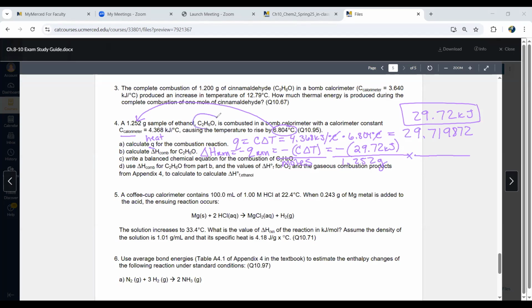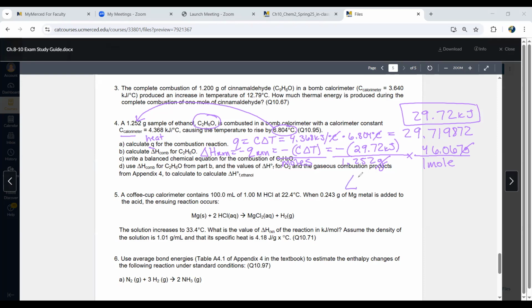So now we have a molar mass of ethanol, C2H6O. So that's 12.01 times 2 plus 1.008 times 6 plus 15.999. So the molar mass of ethanol is 46.067 gram per 1 mole. And gram goes away. So I take my 29 value without rounding in my calculator, obviously, so I can have the correct answer at the end to put into an exam. Divide, so 29.719872 divided by 1.252 times 46.067.